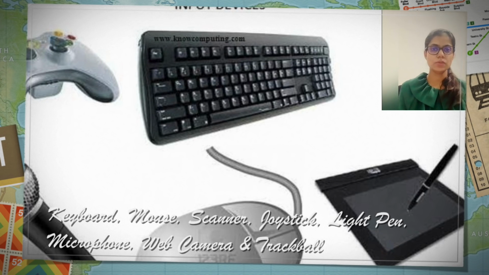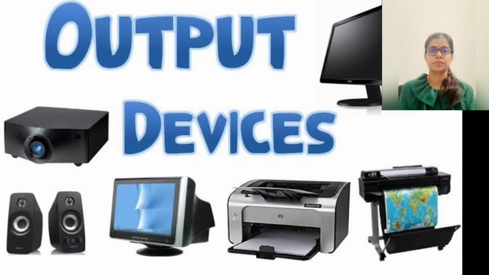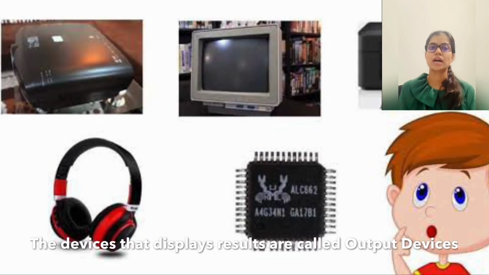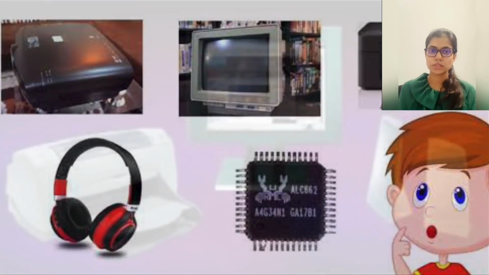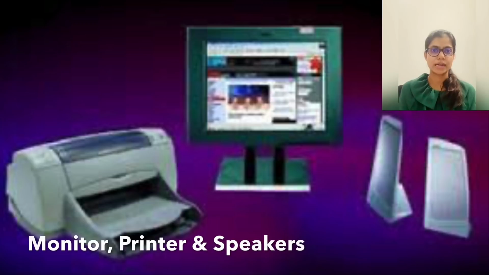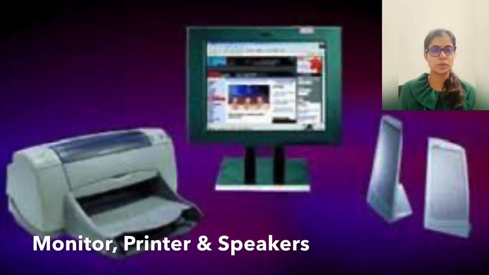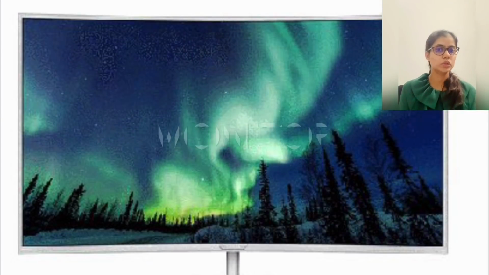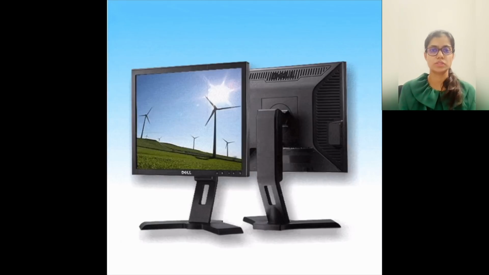So kids, now let's talk about output devices. What are output devices? The devices that display the information or result are called output devices. For example, monitor, printer and speakers. So let us discuss these output devices one by one. First one is monitor. You all have seen monitor. Monitor looks like a TV screen. It is used to display the result or information.